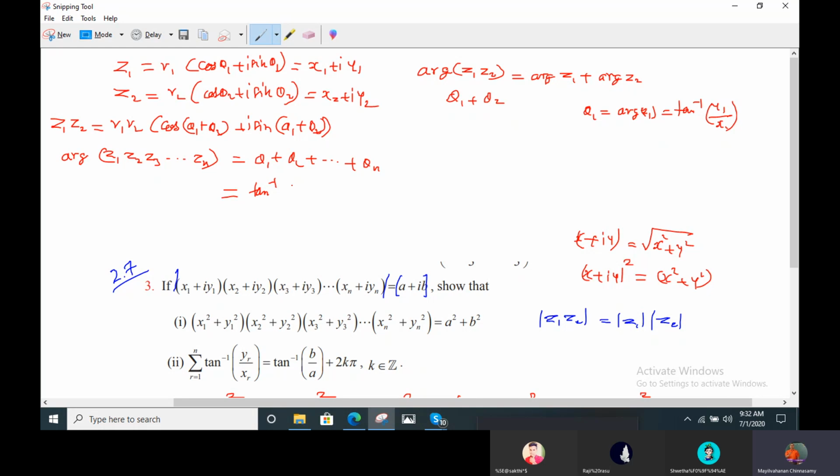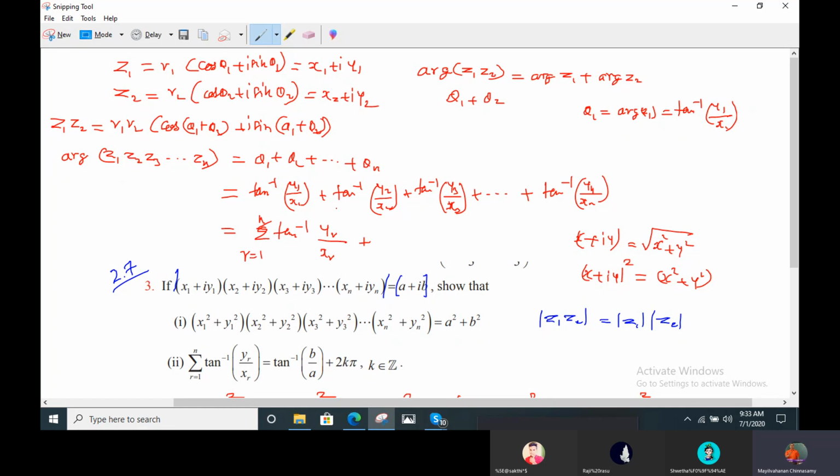Tan inverse of y1 by x1, plus tan inverse of y2 by x2 for the second term, next tan inverse of y3 by x3, plus ... the last theta n, which is nothing but tan inverse of yn by xn. So this can be written as the sum of tan inverse of yr by xr, where r equals 1 to n. Like that we can write, plus it is the rotation property.